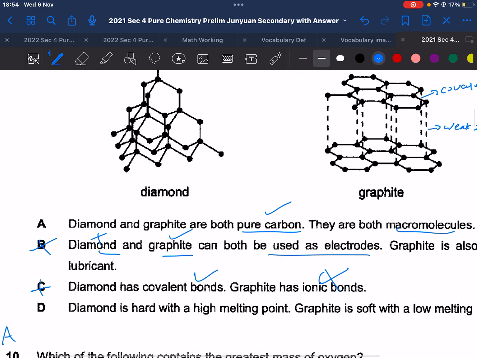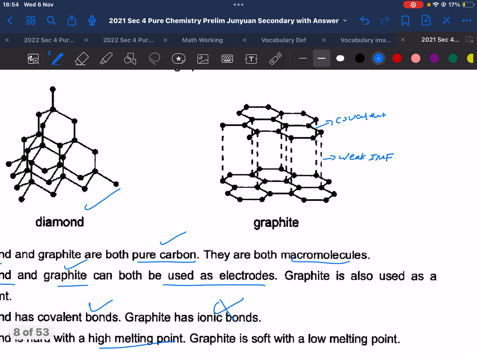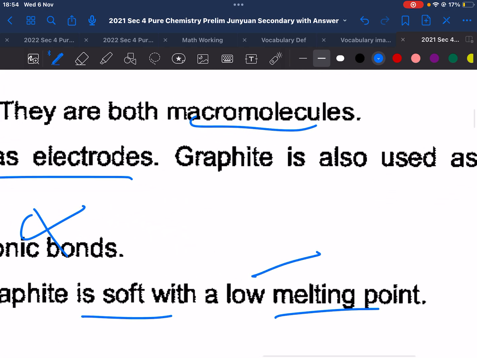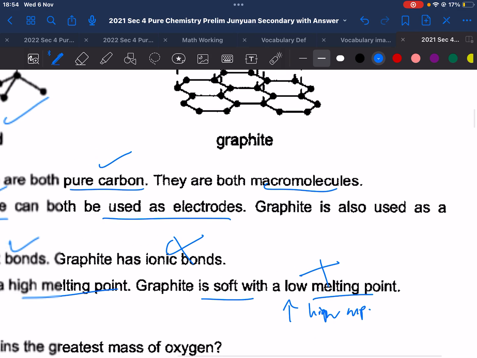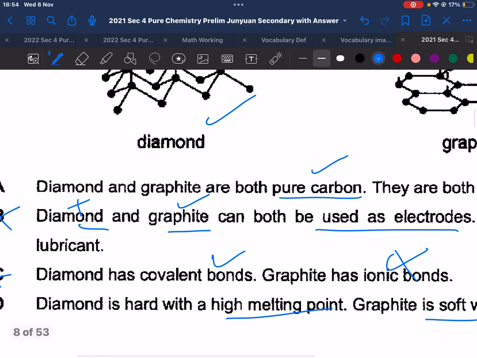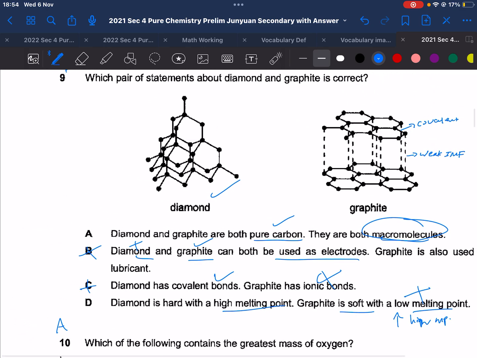Yeah. Diamond is hard with a high melting point. It's hard. Graphite is soft with a low melting point. Okay, graphite does not have a low melting point. In fact, its melting point should be high, because graphite and diamond are both, again, macromolecules, or what in our syllabus is known as giant covalent molecules. Okay, so the answer should be A.